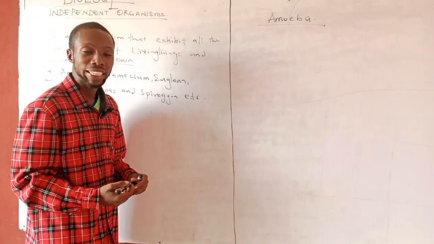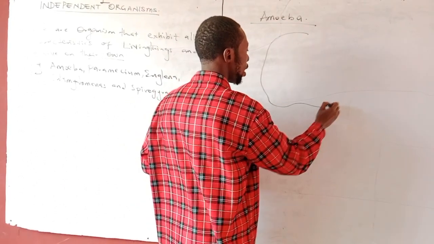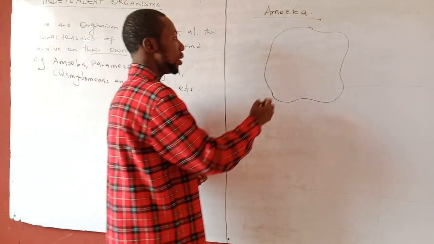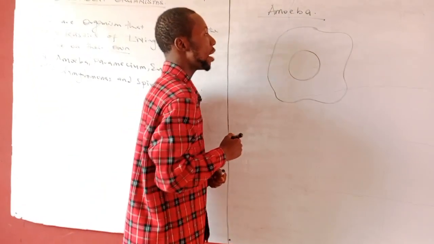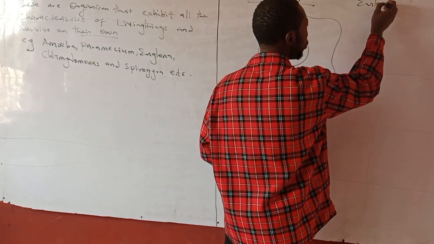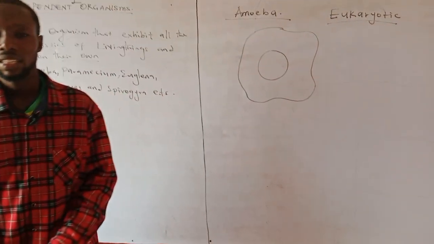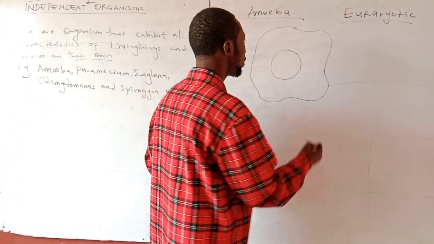This young guy on the whiteboard here can have any shape. Amoeba, as we know, is shapeless. It possesses the nucleus. And keep in mind, Amoeba is eukaryotic. This means they possess nuclear membranes surrounding their nucleus.